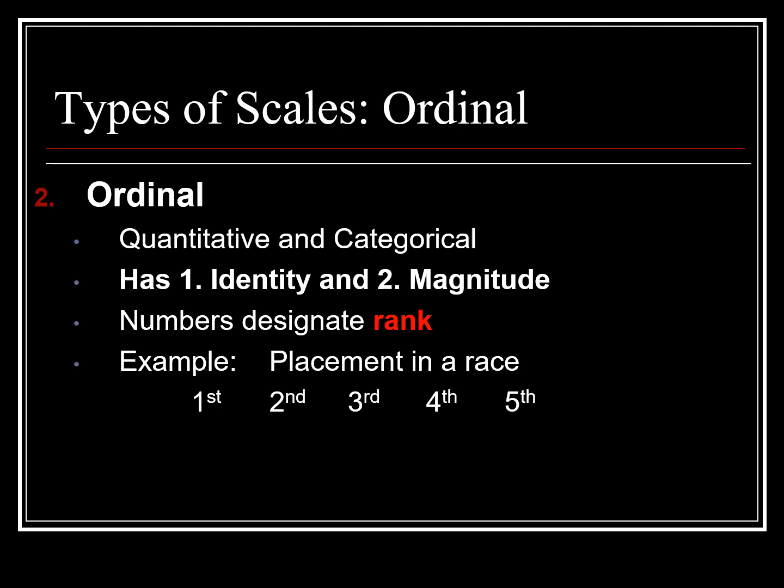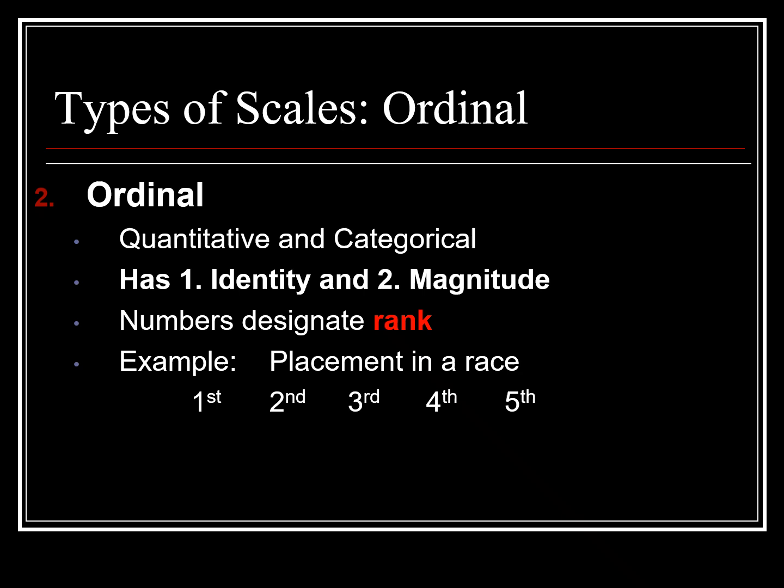So again, a nominal scale is just identity, and it can also be a dichotomous nominal scale. An ordinal scale has identity and magnitude. So the numbers might designate rank. For example, placement in a race: first, second, third, fourth, fifth. That's an ordinal scale. We know first did better than second. We know second did better than third, and so forth.